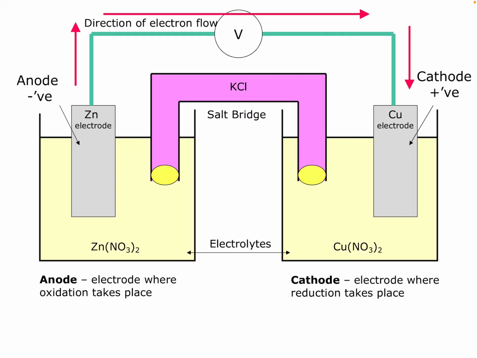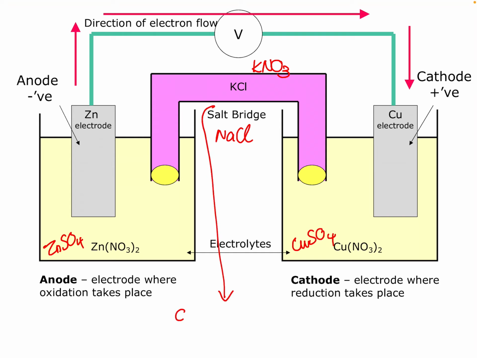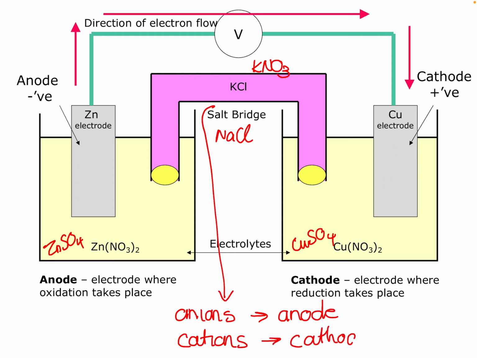Now we can ask you to draw a basic cell. We can ask you to identify a cell. This salt could have been zinc sulfate maybe, and copper sulfate. Okay, this could have been, say, maybe potassium nitrate, maybe even sodium chloride. There are lots of options. Okay, but what you have to know is that the electrons go from the anode to the cathode, and inside the salt bridge, alright, the anions go to the anode, and the cations go to the cathode.